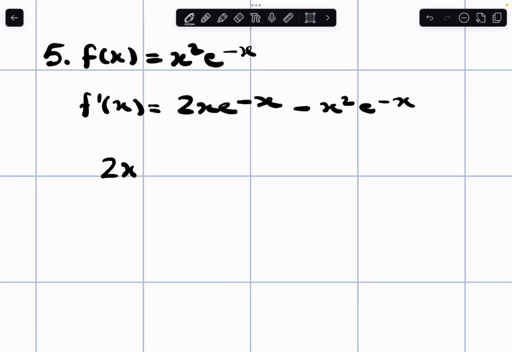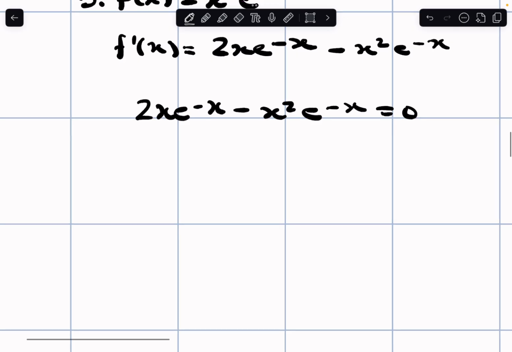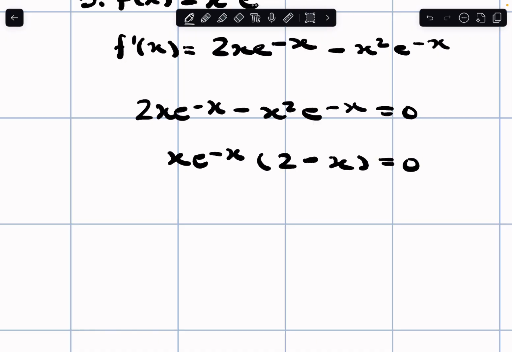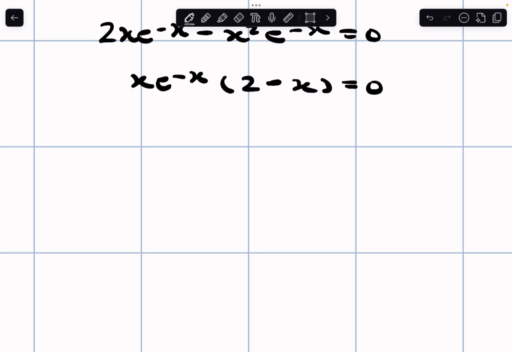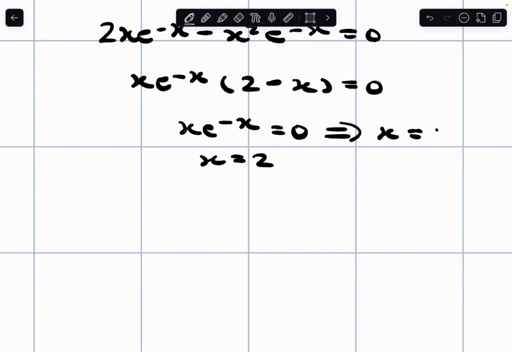So this would be 2x e to the negative x minus x squared e to the negative x is equal to 0. And then here I'm just going to take out x e to the negative x. And then we have 2 minus x is equal to 0, and x e to the negative x is equal to 0. And then x is equal to 2. So let's look at this one. Is there any value of x that makes this equal to 0? And yes, indeed, it's x is equal to 0. Okay.